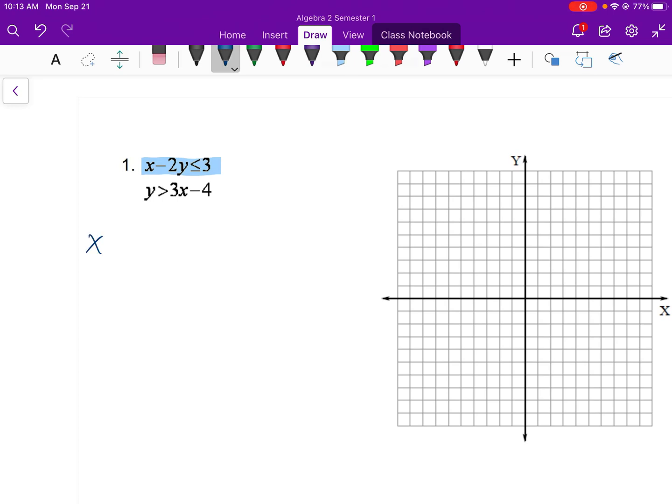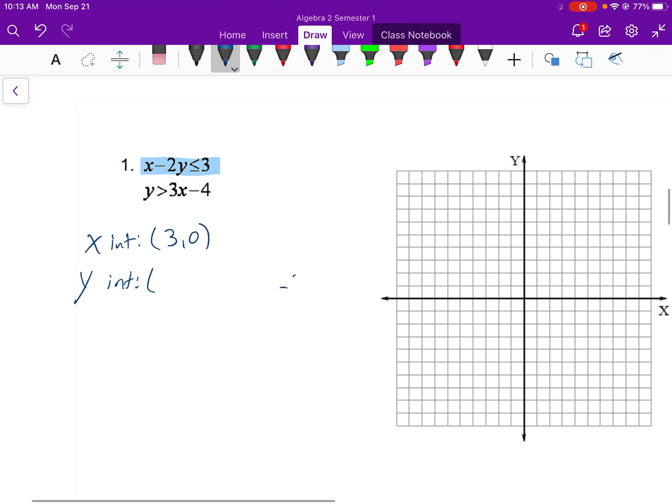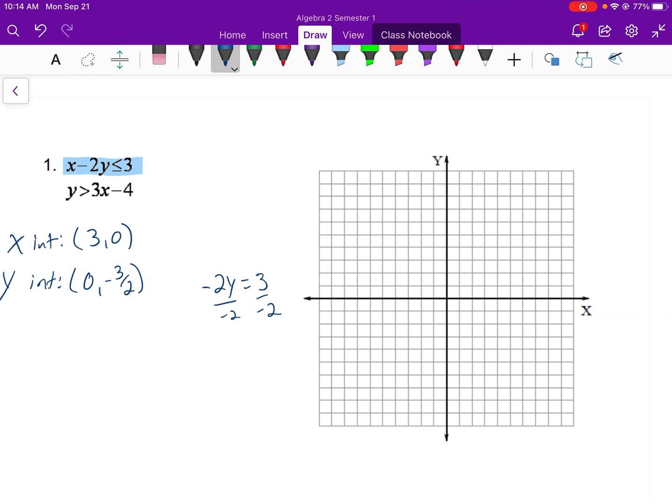So we've got our x-intercept and y-intercept. For the x-intercept, x equals 3, so (3, 0). The next one is a little bit tougher: we've got negative 2y equals 3, so our y-intercept is (0, negative 3 halves), which is negative 1.5. So go ahead and plot those points: (3, 0) and (0, negative 1.5). We need a solid line for this one.